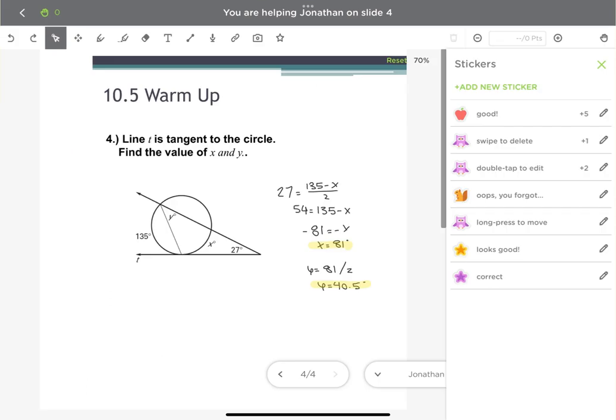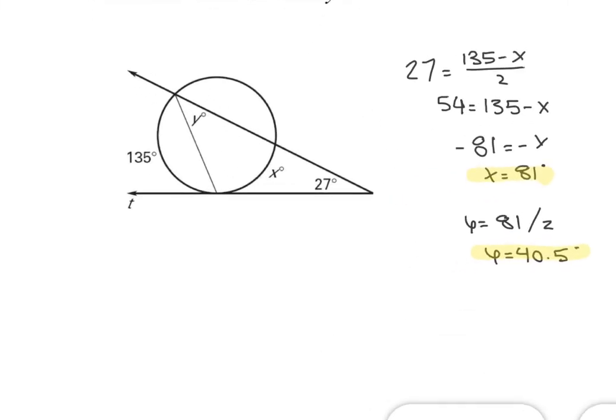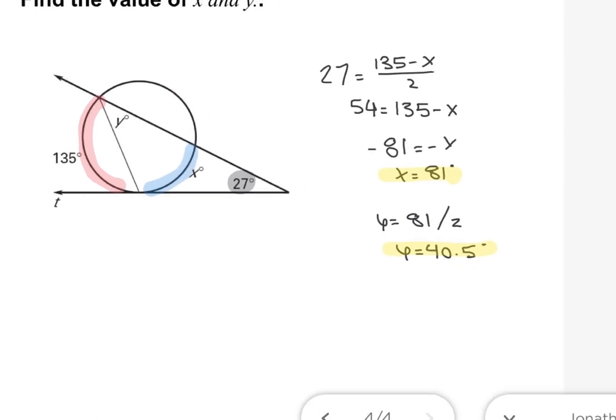This says the line T is tangent to the circle. Find the value of both x and y. There is an x. So to find x, that's the little arc. But you have the value of the exterior angle. So you do big arc minus little arc divided by 2. And that's what this is, equals 27. So 135 minus x divided by 2 should equal 27. And then I would have multiplied by 2 on both sides. And I get 54 equals 135 minus x.